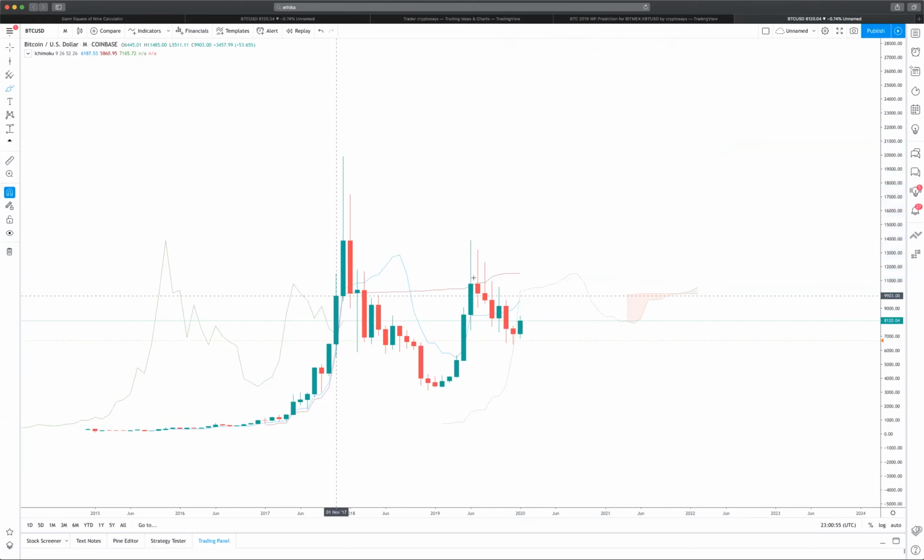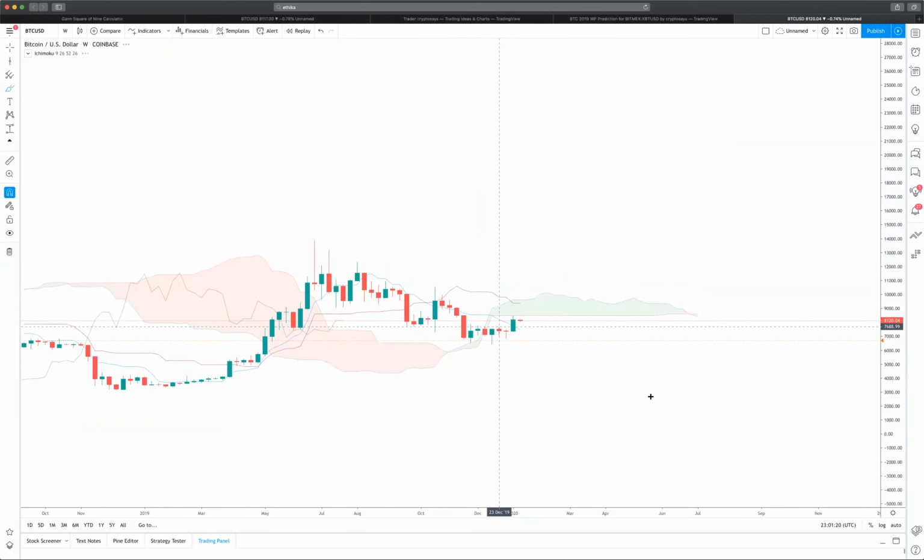You can clearly see here how 10K was the time to short. You get a fake out with all these crazy wicks, but you see the price was not able to close above the Kijun. And then here we rejected that and we started going down. So there was a clear short. And it's more reliable because there's less noise on the bigger time frames.